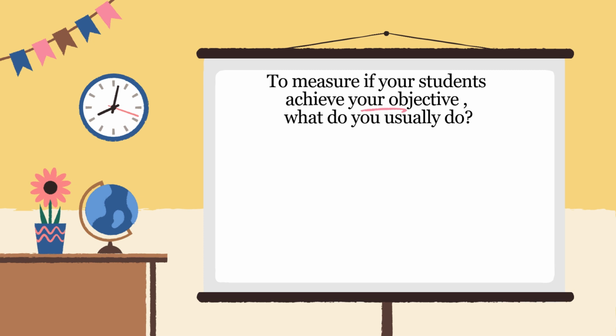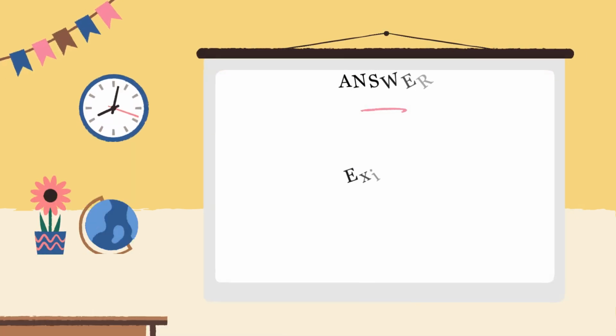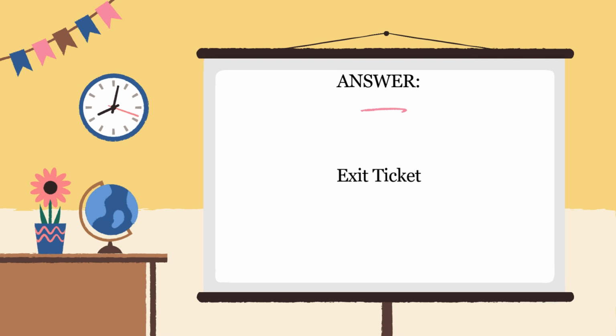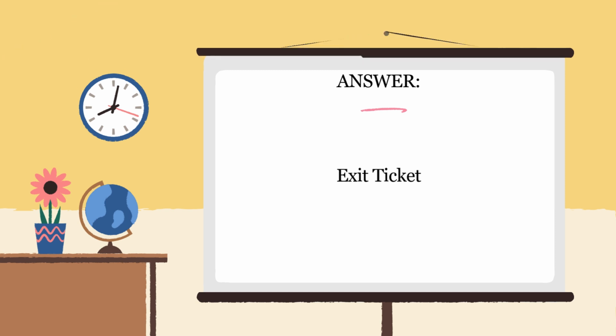To measure if your students achieve your objective, what do you usually do? Okay. You may now think for your answer. Okay. Very good. The answer is exit ticket. So next question.